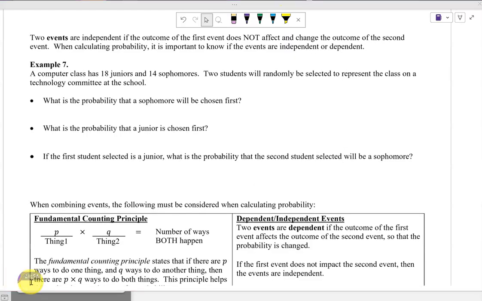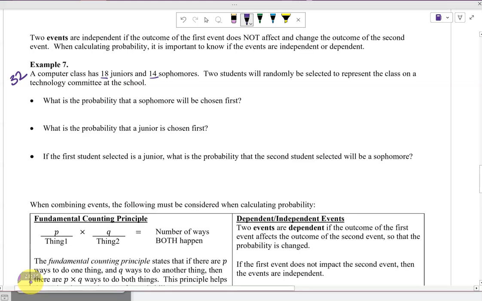Okay, 2 events are independent if the outcome of the first event does not affect and change the outcome of the second event. When calculating probability, it's important to know if these events are independent or dependent. Example 7. A computer class has 18 juniors and 14 sophomores. 2 students will randomly be selected to represent the class on a technology committee at school. What's the probability that a sophomore will be chosen first? Okay, how many total students are there? 18 plus 14 is 32. So there's 32 students.